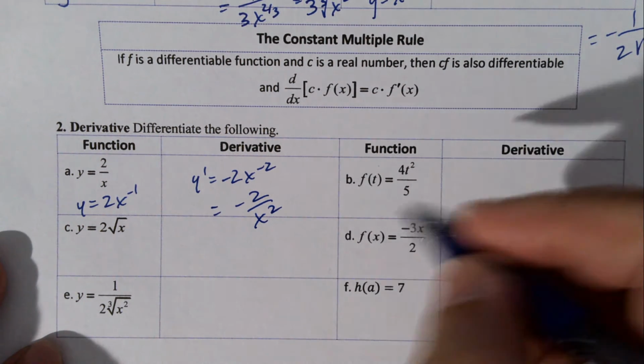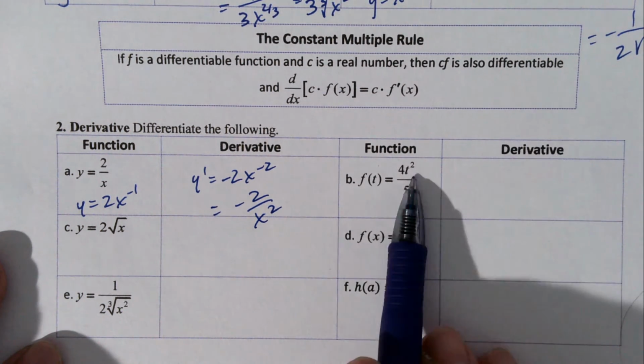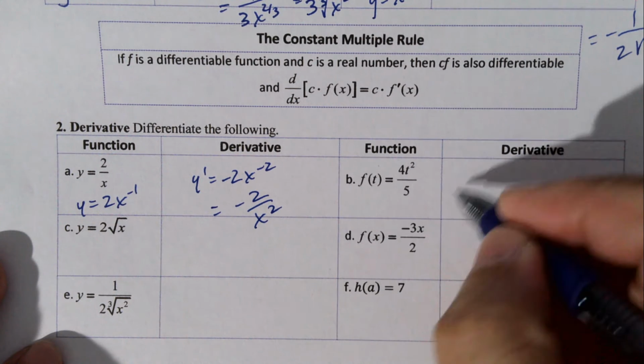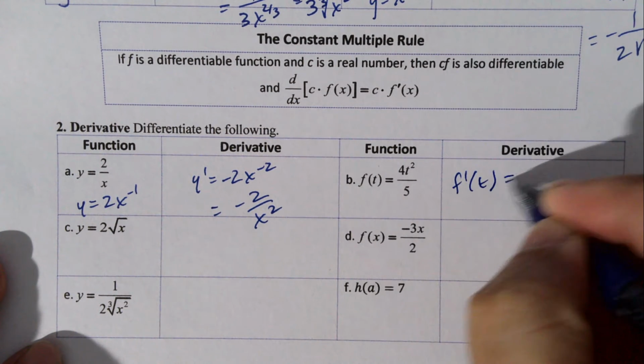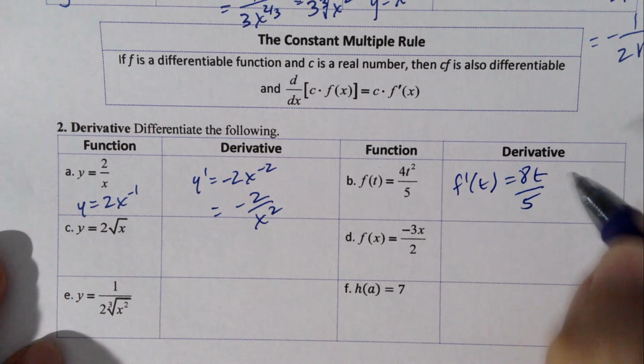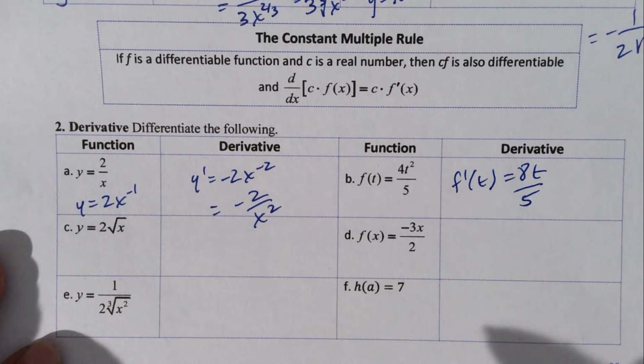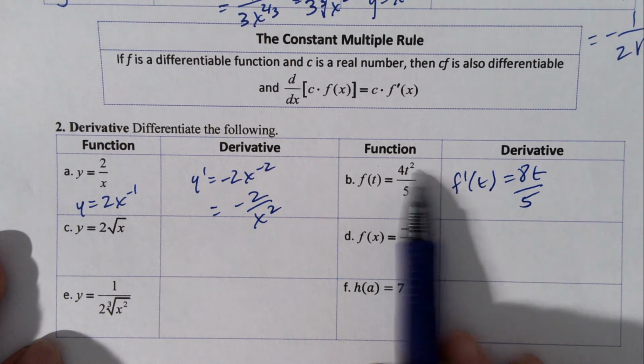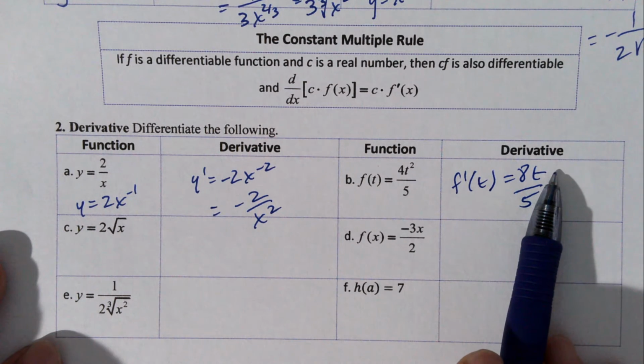Next, here, just multiply the 4 times the 2. So it's f prime of t equals 8t. And the 5 just comes to the right. Nothing happens to the 5. Subtract 1 from the exponent. 2 minus 1 is 1. So I don't bother to write the 1.